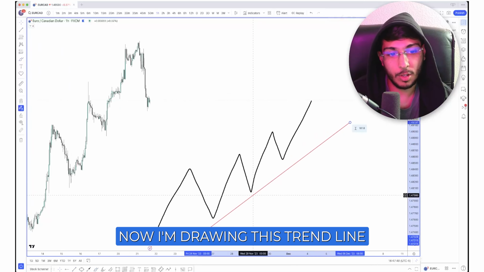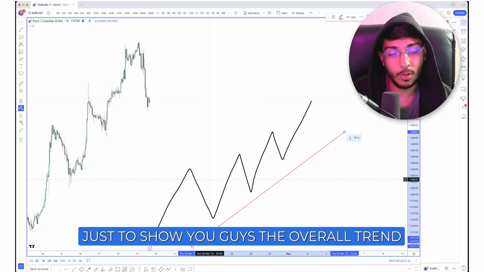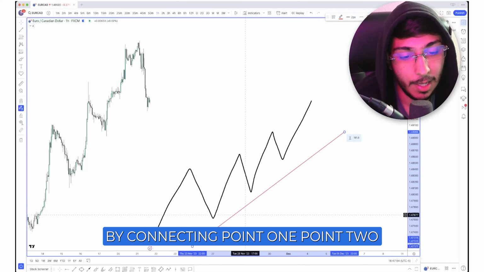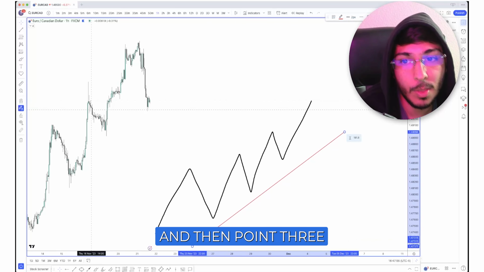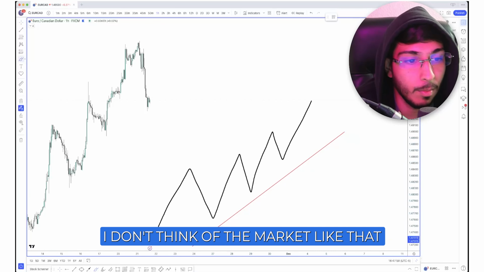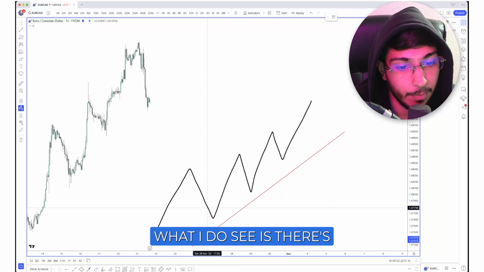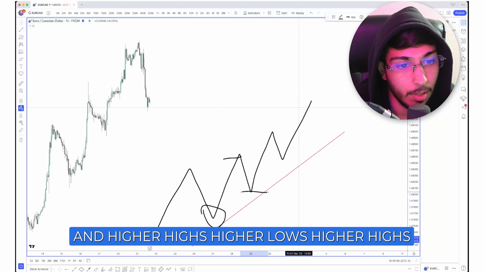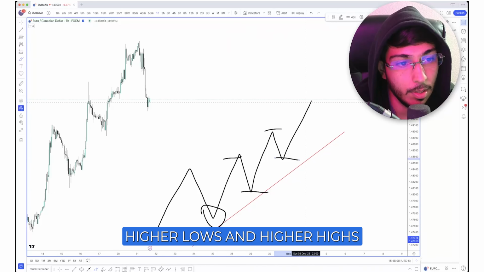Now, I'm drawing this trend line just to show you guys the overall trend. I'm not connecting the dots or anything like that. I don't believe in trend lines where you connect point 1 to point 2, and then point 3 and 4, and you buy. I don't think of the market like that. What I do see is a series of higher lows and higher highs, higher lows, higher highs, higher lows, and higher highs.